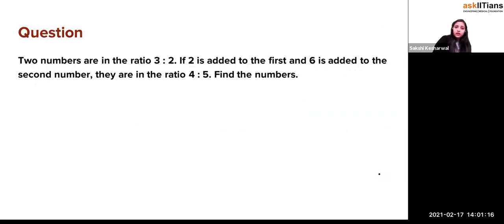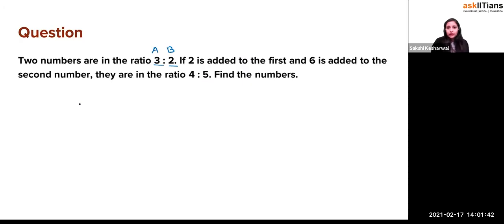Okay. Let's do one more question over here. It says that two numbers are in the ratio 3:2. If 2 is added to the first and 6 is added to the second number, then the ratio is 4:5. Find the numbers, right? So it's like this. In such types of questions, right now you don't know in which part it's going to divide, right? So this is number A and this is number B, right?